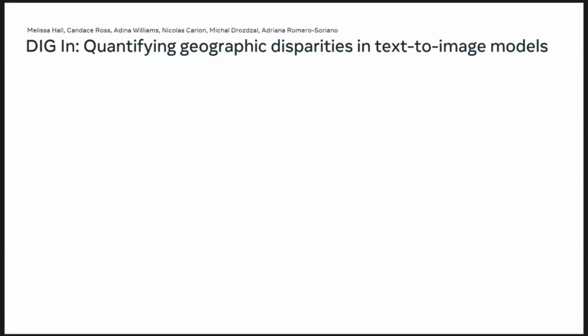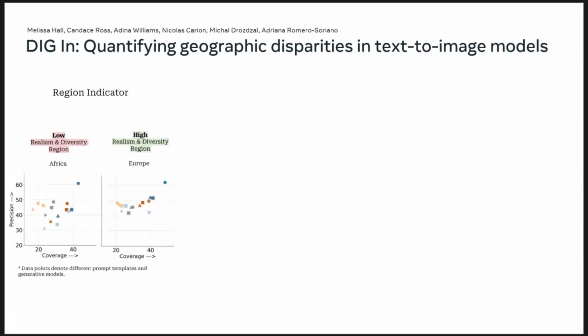So the first goal that we set for ourselves was to try to quantify whether there exist geographic disparities in text-to-image generative models. And for that, we introduced the dig-in indicators. The first indicator that we introduced is the region indicator. This is an indicator that tries to assess both the quality and representation diversity of the generations when a model is prompted to produce images of objects around the world.